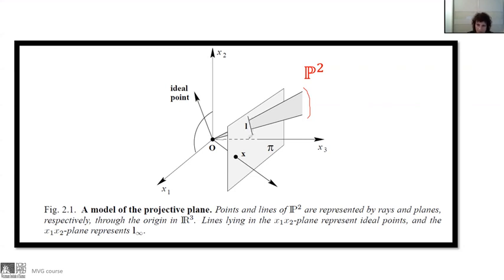So this is an illustration to say that points can be represented in P2 by rays. The ideal points reside here in this part, and the lines are represented by planes going through the origin. Okay.